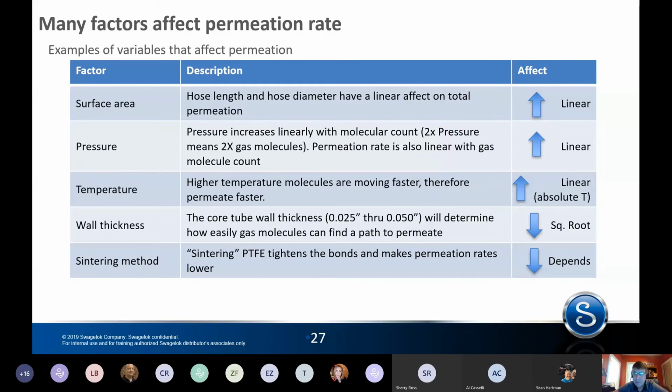Relative to wall thickness, and I'm talking about the PTFE core wall thickness, there are different hoses with different wall thicknesses, and as that gets larger, the permeation rate goes down by a square root function. But the last one on this list is the one we're really studying the most, and that's what we're calling the sintering method. What sintering means is essentially baking. What we're doing here is taking the PTFE core and baking it. And when you bake the PTFE core, it tightens the bonds. It pulls the PTFE, the Teflon, together and makes the holes between the molecules smaller and makes the permeation rate much smaller.